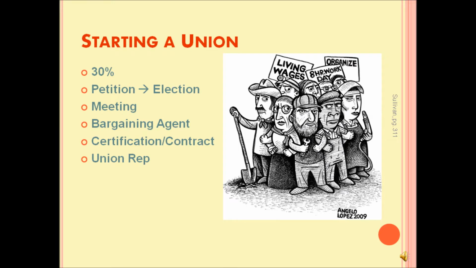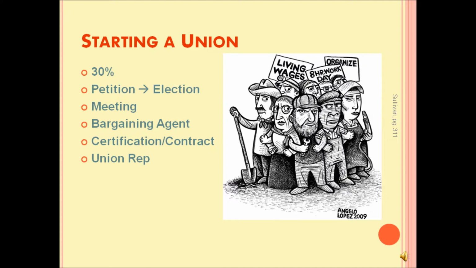Okay, so say you decide that a union sounds pretty good to you. How would you go about starting one? Well, I'm here to tell you. The first step is getting the interest. The process begins when 30% or more of eligible employees sign a card to indicate interest. The next step is to petition the NLRB to conduct an election.